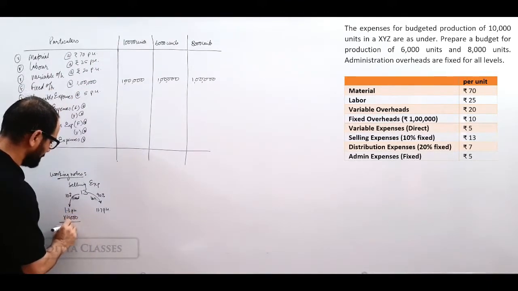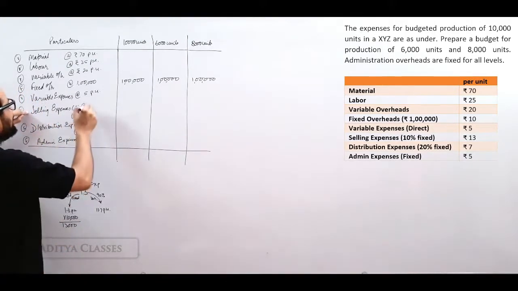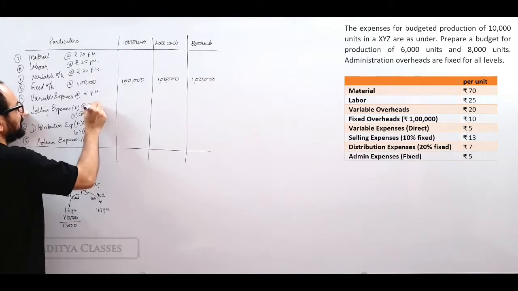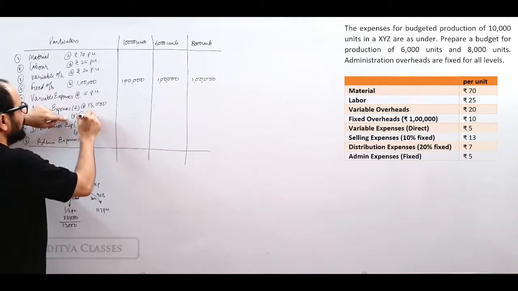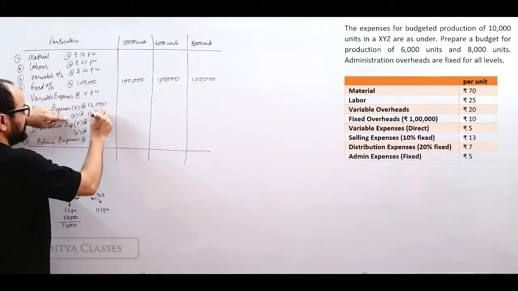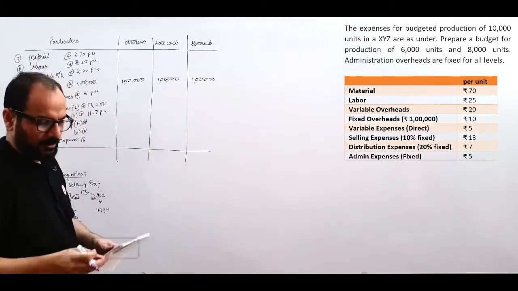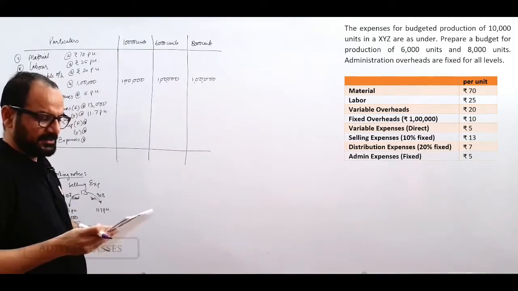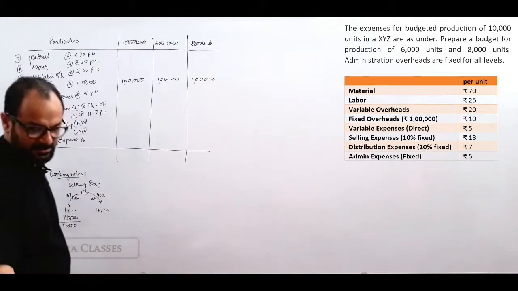So this becomes 13,000. Now I know that the selling expenses fixed component is 13,000 and the variable component will be going at a rate of 11.7 per unit. 10,000, 6,000, 8,000. Fine. Then next on the list is distribution expense.